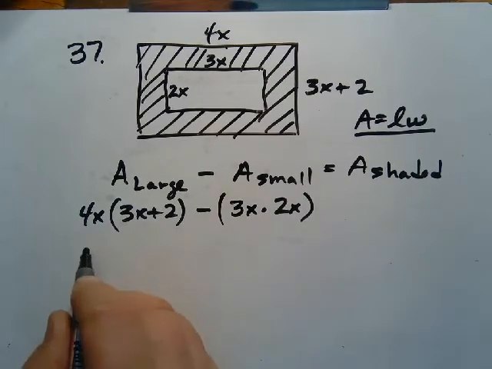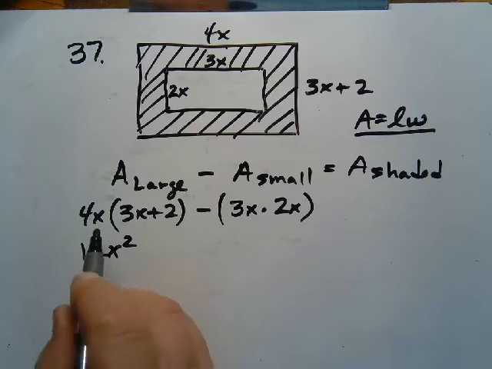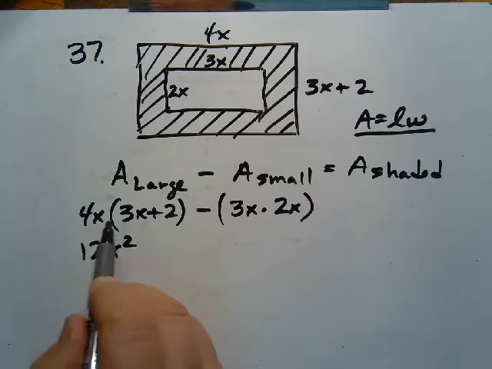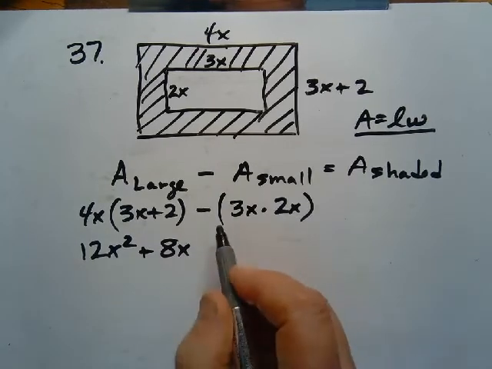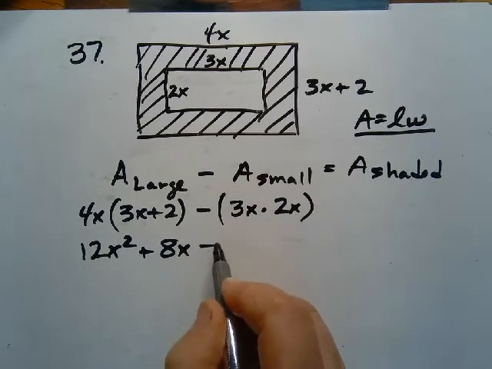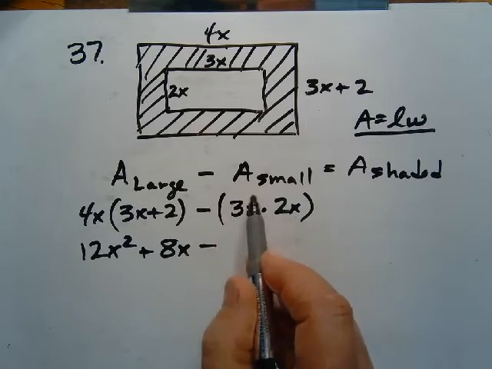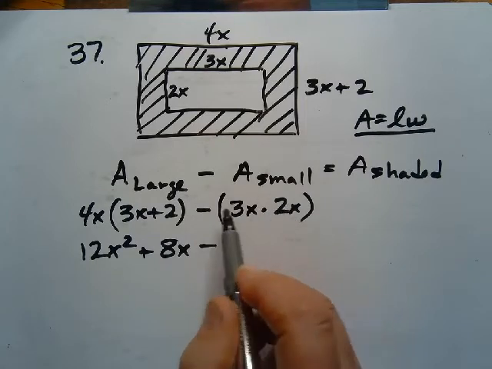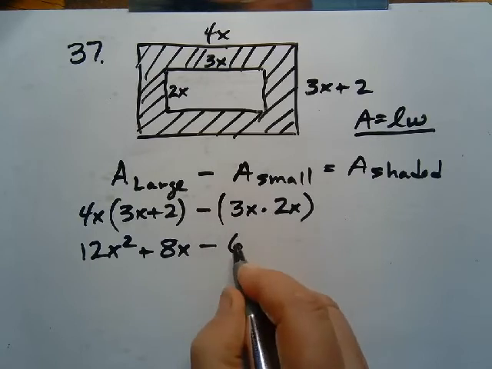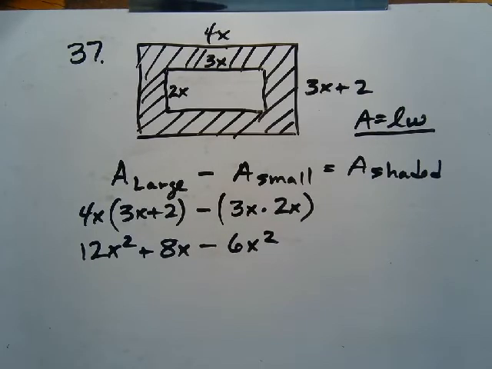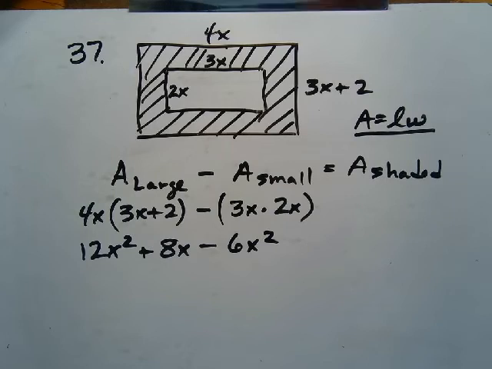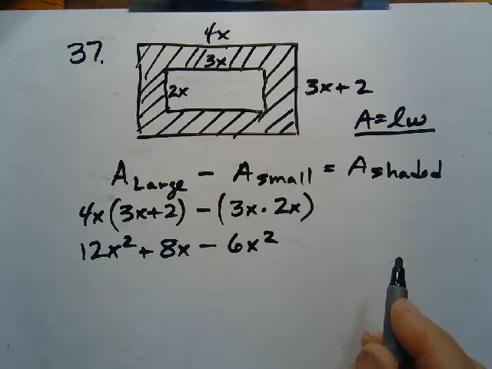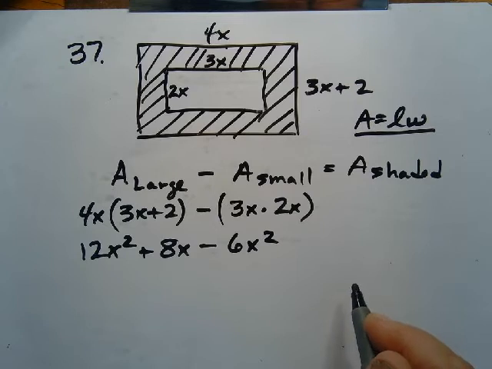So here we go. Let's distribute again. 12x squared. Remember, x times x, when we're multiplying, we add the exponents. And this is 8x. Here, I'm going to subtract. This is now 6x squared in here. If I distribute the negative in, I get a negative 6x squared. Don't really have to distribute. It's just applied to the one. So it turns out I really didn't need the parentheses there, but sometimes it's better to put them in and not need them than to need them and forget to put them in.